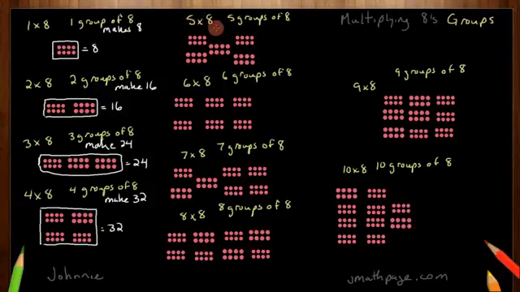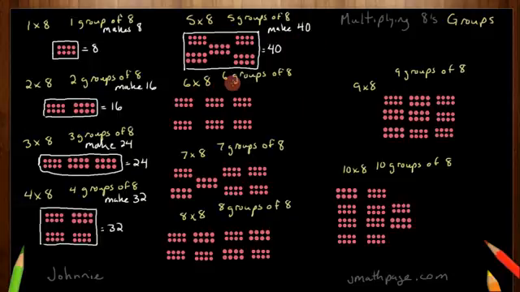What about 5 times 8? Five groups of 8. All right, 8, 16, 24, 32, and 8 more make 40. So all together, 5 groups of 8 make 40, or 5 times 8 equals 40.